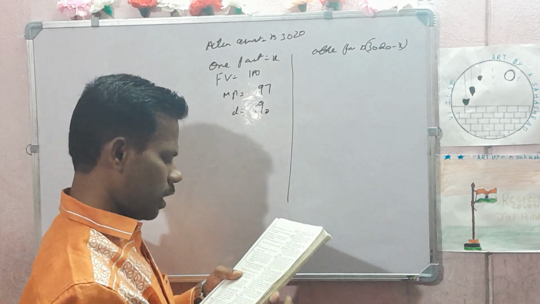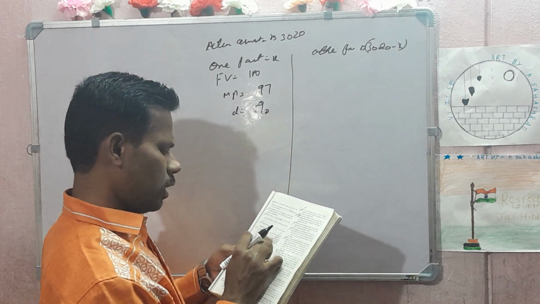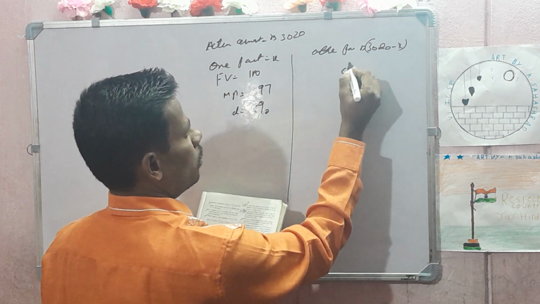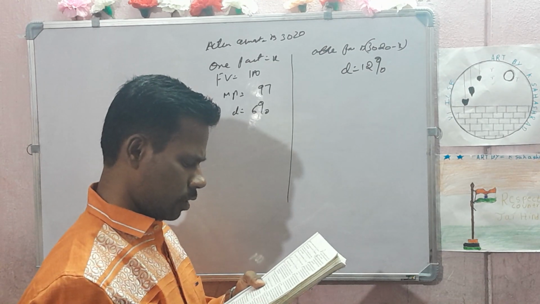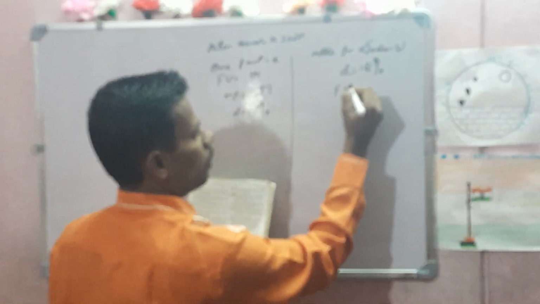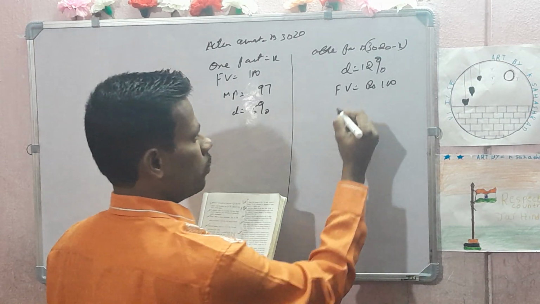Dividend is 6%. Next, what is the other case? And the rest at 12%. Dividend is equal to 12%. Next, face value 100. Market value is 108 now.